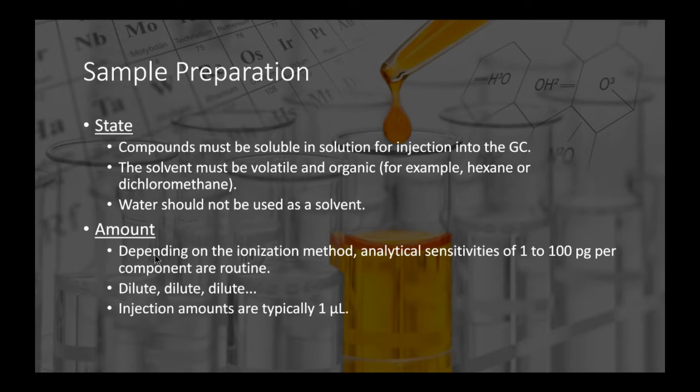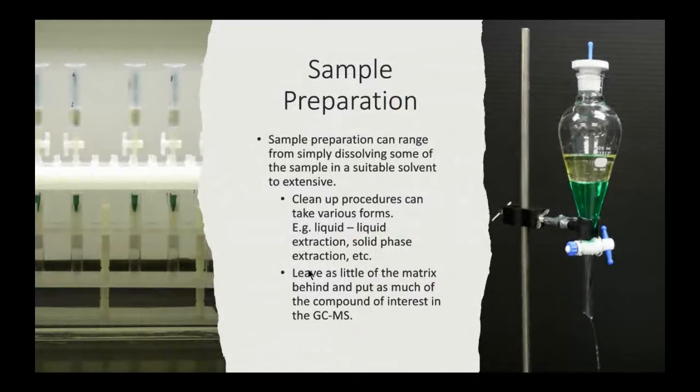The injection amount is actually 1 microliter. To give you some idea of a 1 microliter injection of that liquid: if you push the syringe down, the 1 microliter does not have enough weight to actually drop off the end of the syringe. That's how small an amount 1 microliter is. Okay, so let's move on now to sample preparation.